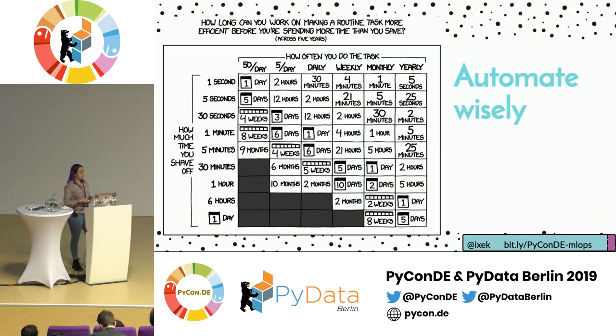And the next step is automate wisely. Automation can do wonders for you and your workflows, but you also have to have a very critical eye about what you're going to automate.